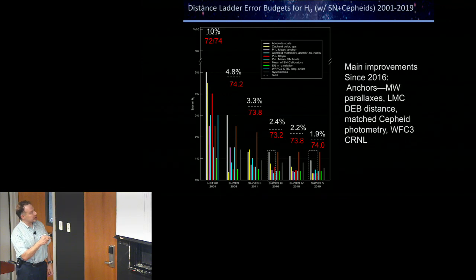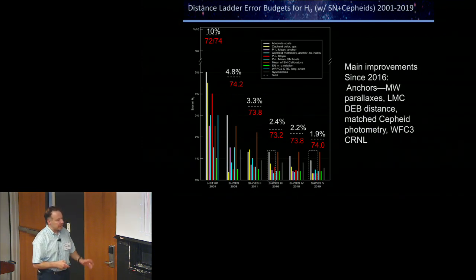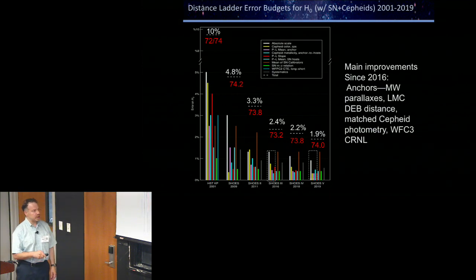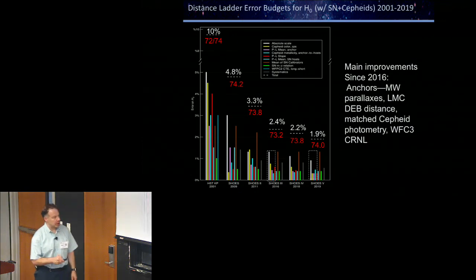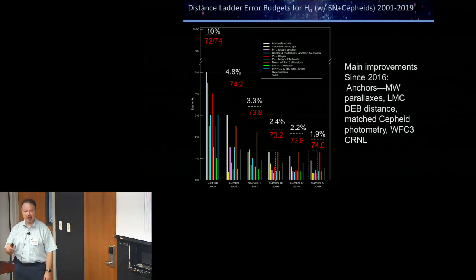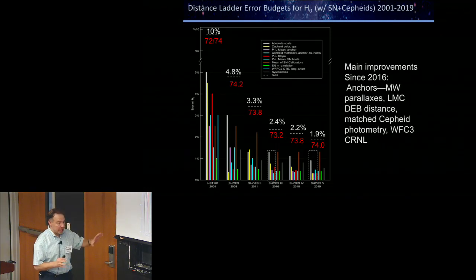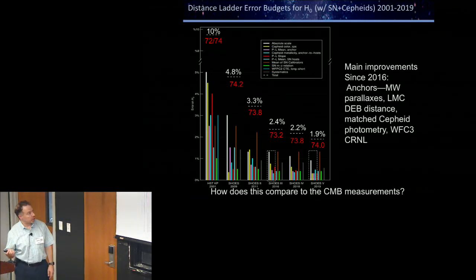Back in the day of the Key Project, it was 72 to 74. Here, 74, 73.8, 73.2, 73.8, 74. We're bouncing between as low as 72 or as high as 74, but it's been very stable while the uncertainties have come down. The main improvements since 2016 have mostly been with the anchors: the Milky Way parallaxes that I talked about, the better detached eclipsing binary distance to the LMC, and better matching of photometry. I'm going to describe that in a second. We've been able to calibrate a count rate non-linearity term in Wide Field Camera 3, which you have to really understand well if you're going to compare brightnesses.